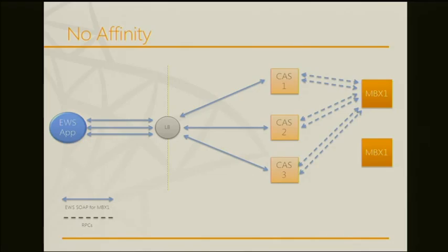So what I've got here is a graphic for a number of different scenarios, and we'll walk through them, and hopefully I'll illustrate how this best practice works. In this case, I have an EWS application communicating through a load balancer to a CAS array. There are three CAS servers, and two mailbox servers, mailbox one and two. In this case, this EWS app is not using cookies at all, so it's just sending EWS requests. They hit the load balancer, which could be round robin or completely random, however the load balancer chooses to do it. It's just spraying the requests all over the place, which is fine, so you're getting maximum load balance.